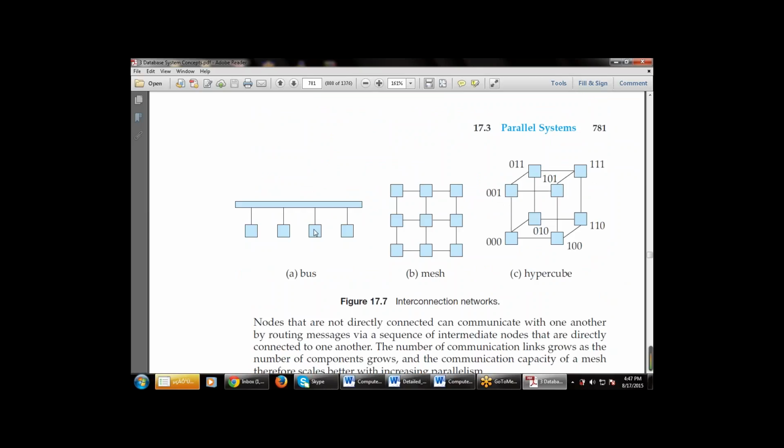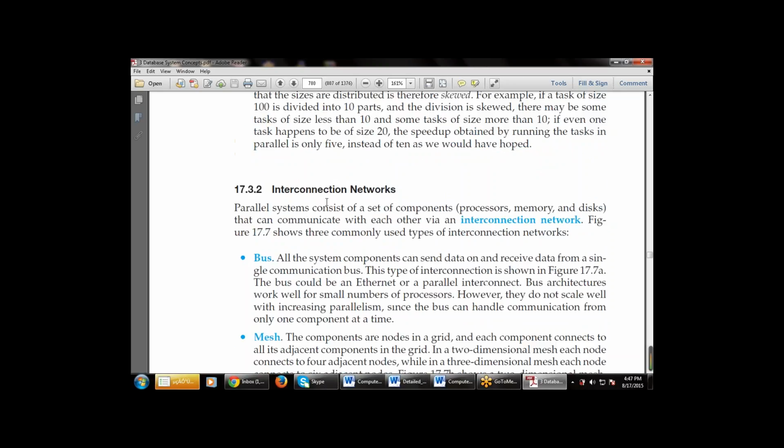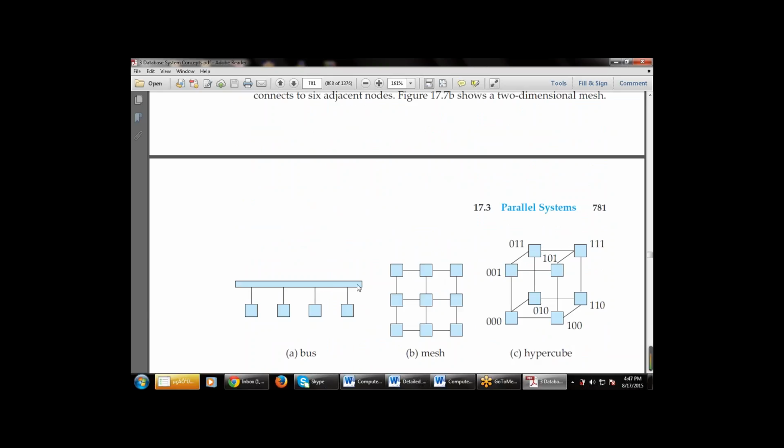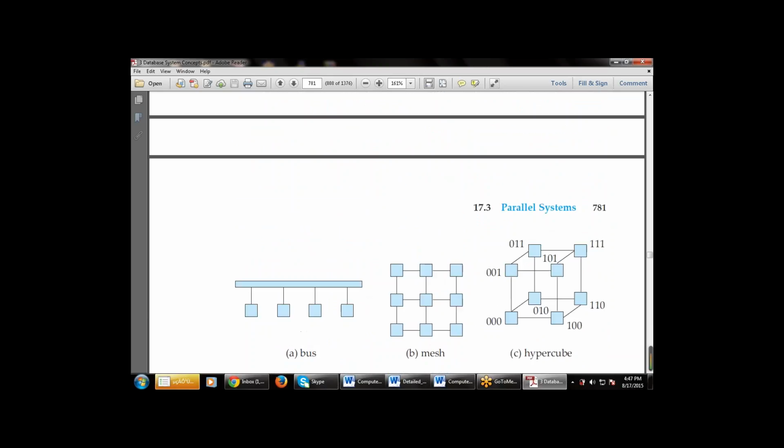Then next is the mesh. Mesh means one computer is connected to another, another is connected to another, and so on. Then there will be the hypercube, where a cube is maintained. One is connected to another, and so on, until the hypercube is maintained. First is the bus. All the systems connected can send or receive data over a single communication bus. That's why it is called a bus.